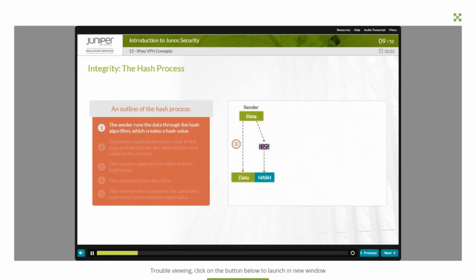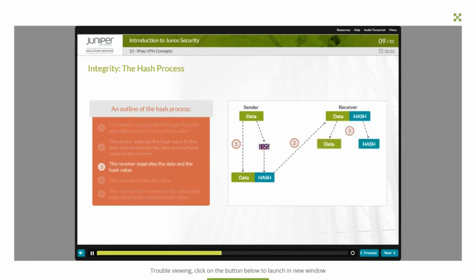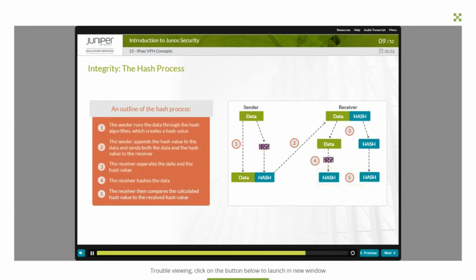The following list outlines the hash process. The sender runs the data through the hash algorithm, which creates a hash value. The sender appends the hash value to the data and sends both the data and the hash value to the receiver. The receiver separates the data and the hash value. The receiver hashes the data. The receiver then compares the calculated hash value to the received hash value. If the hash values match, the data is unaltered, providing data integrity.